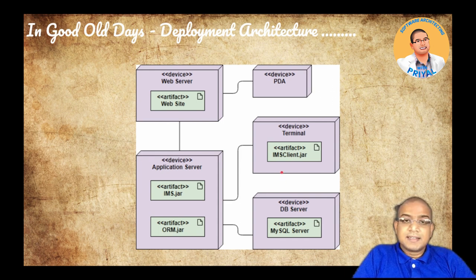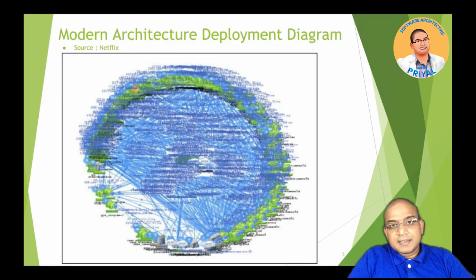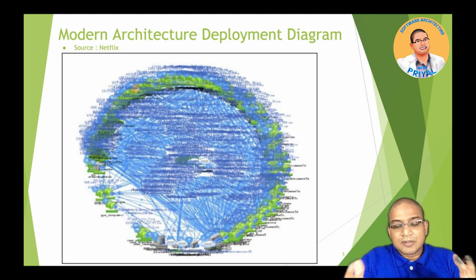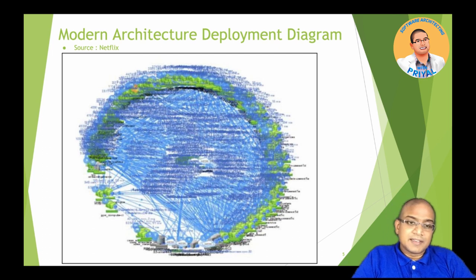Now let's see what the deployment diagram of a modern-day application looks like. This is Netflix's deployment diagram. You know that Netflix is using a lot of services in a distributed architecture. They are using a lot of microservices and all that. You can see that there might be tens or thousands or millions of services which run independently, and each of these services needs to communicate with each other. If you try to diagram this kind of architecture, this is what you would end up with. You can see that it is very complex, and you can say that it's a bit chaotic as well.